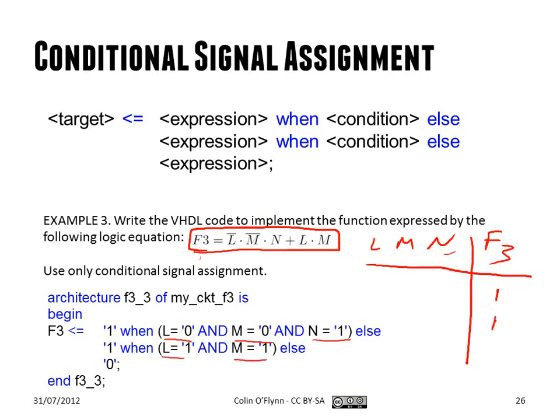L is 1, M is 1, so in this first one, L is 0, L is 1, M is 1. It's also 1. In this case, we don't care about N, so in both the 0 and 1 case. And in all other situations, it's 0. So this sort of assignment is again occurring continually. So as soon as one of these variables changes, instantly the output is updated, that F3 value.